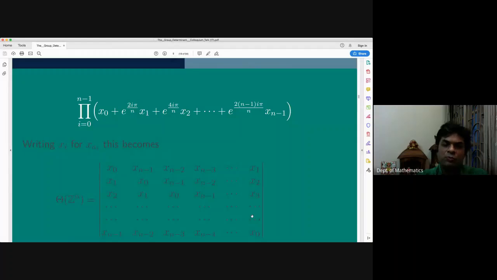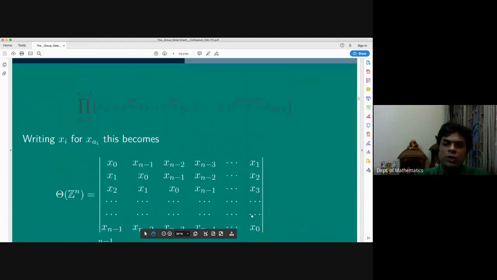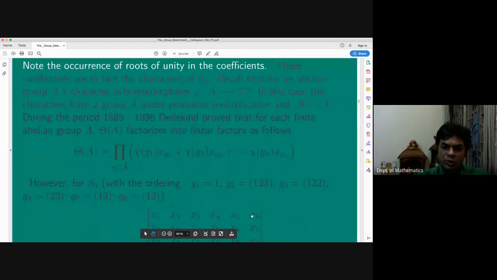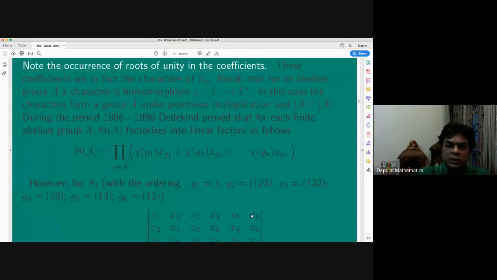He was the person who was first interested in this problem of the determinant and its factorization. So now he could prove that if you take any abelian group, whatever abelian group you like, a cyclic group, a product of two cyclic groups, your favorite abelian group, and you write down this group determinant for that, you will see that the group determinant will factor into linear factors like this. I'm showing you here in this equation. It reads theta of A is equal to this.